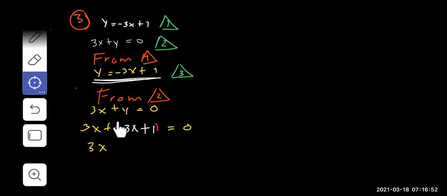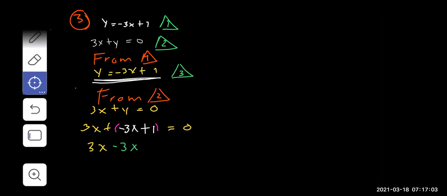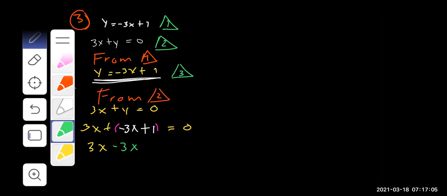This parenthesis does not affect the answer, because positive and negative is still negative. This is negative 3x and positive 1, guys. Distributive property: positive 1 and positive is the same. When we got negative, we change that, okay? The result is changed. Plus 1 equals 0.